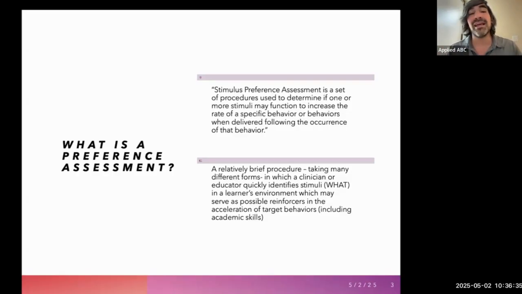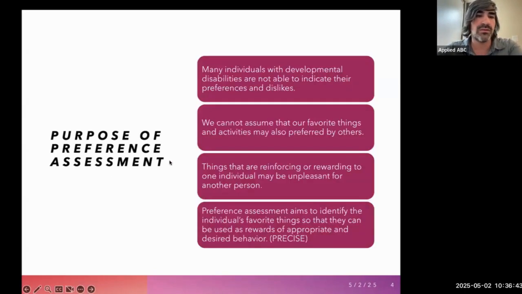Put even more simply, a preference assessment is the way we find out what a kid likes and is likely to work for. So the purpose of preference assessments. Many individuals with developmental disabilities are not able to indicate their preferences or dislikes. The simplest form of preference assessment, if you have a fully verbal child, is asking them what they like and what they'd want to work for.